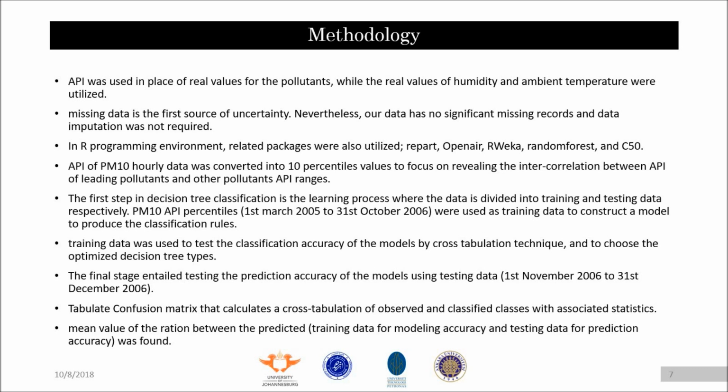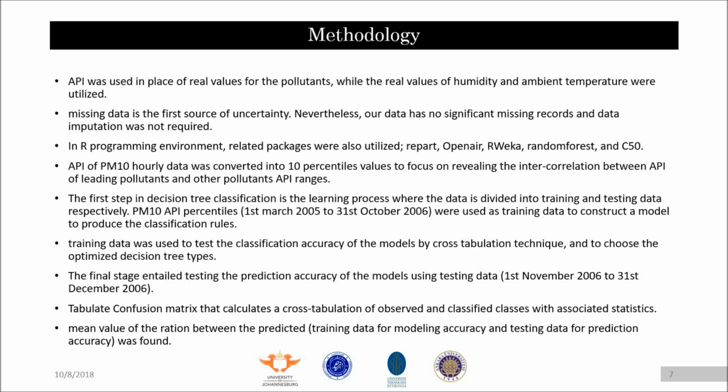So the first step is decision tree classification. It is the learning process. So we divided the data into training and testing. The training data is from March 2005 to October 2006. The testing data we left from October to the end of 2006. So in this study, the temporal scale of data is limited. It's just 22 months.